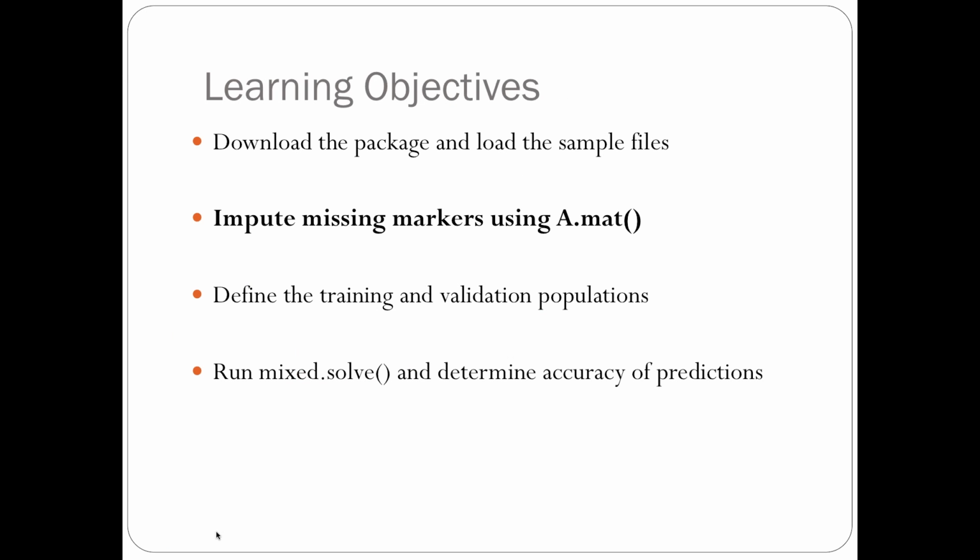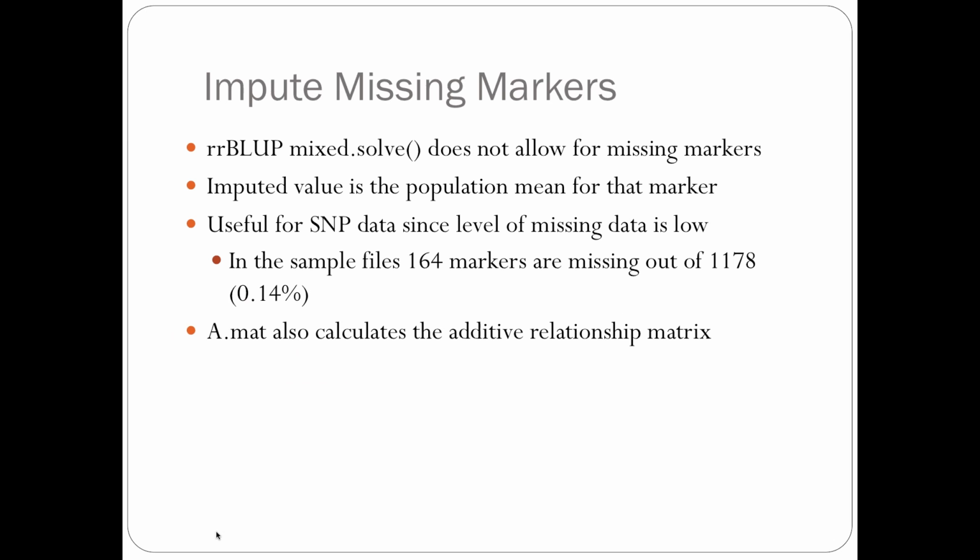Okay, so then moving on to our next learning objective of imputing missing markers using the A.mat command. So rrBLUP mixed.solve does not allow for missing markers, so NA values are not allowed, and if NA values are in the matrix, an error message will come up. So the imputed value for my code is the population mean for that marker. And this is useful for SNP data since the level of missing data is pretty low.